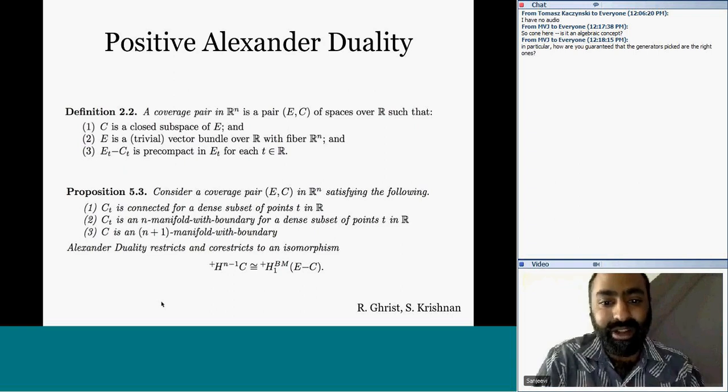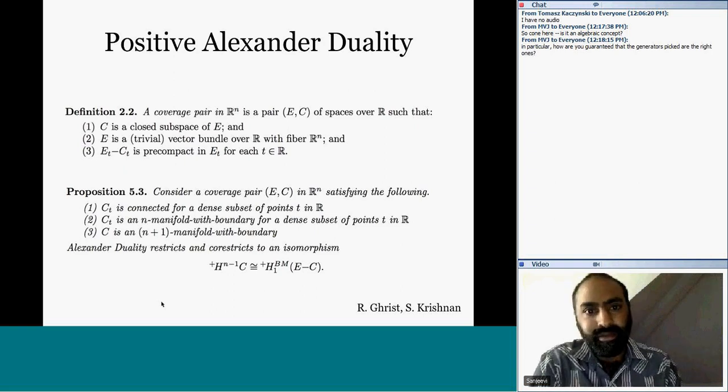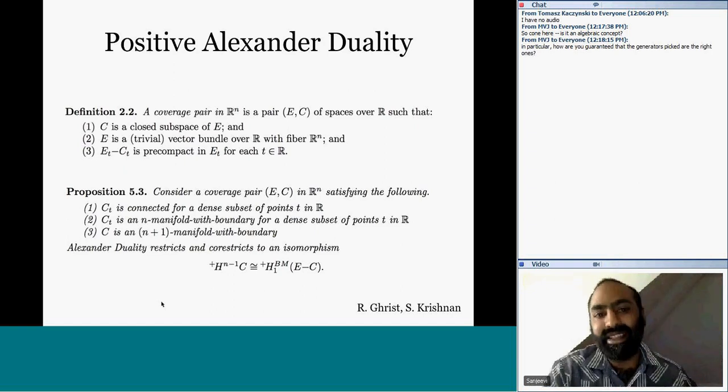We get this kind of positive variant of Alexander duality. And so E is the ambient space, and C is the covered region, and E minus C is the complement, or vice versa. Is that correct? C is the covered region, yeah, and E minus C is the evasion space. Okay, thanks.